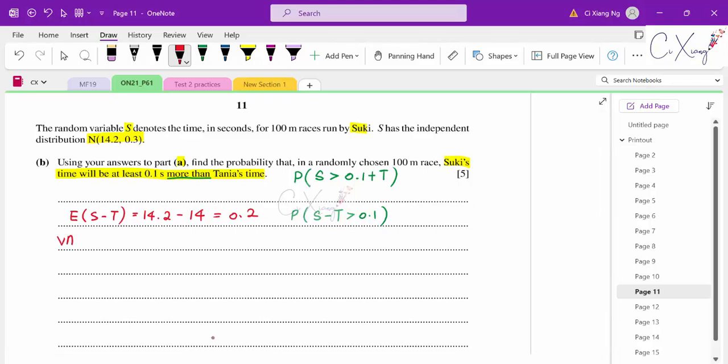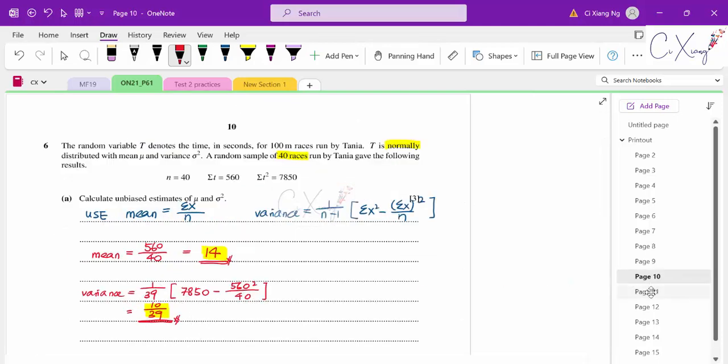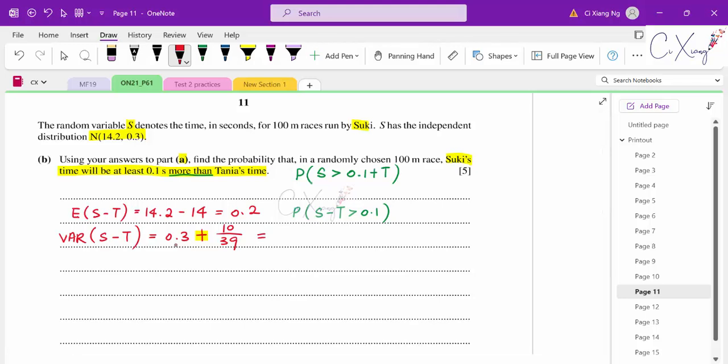Then how about the variance? To calculate the variance of S minus T, Suki's variance is 0.3. For variance, there's no minus, therefore it is always a plus. Then plus the variance of T. The variance of T that we got just now is 10 over 39. So I want to put it here, and that's the reason why I want to keep it as a fraction, so that in this calculation for the variance, at least I can still get a nice value. So 217 over 390. I keep it in fraction form because for the calculation of the probability, I will want to use the original variance value.